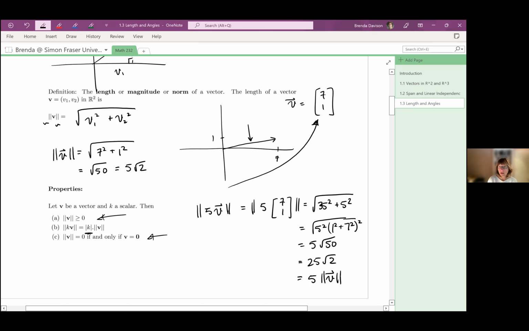So that's an example of b here. It's not a proof. It's just to say we were taking this as to be true, and then I'm just demonstrating the truth of it with one example. So we can see that by multiplying by a scalar, you make the vector the absolute value of that scalar longer. Okay, that's how you find the length of a vector.